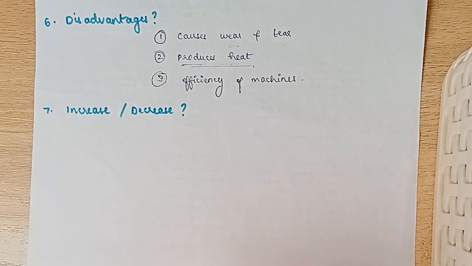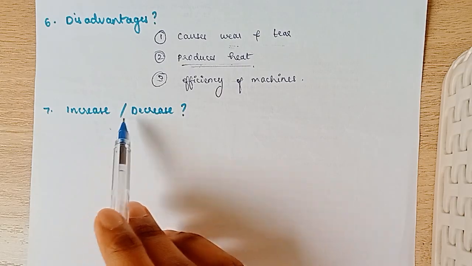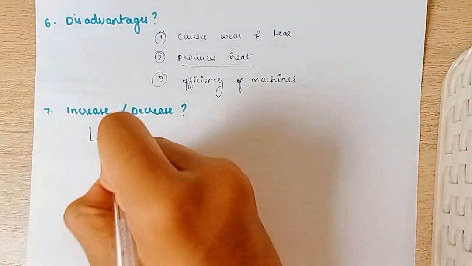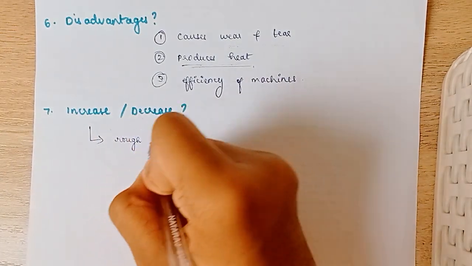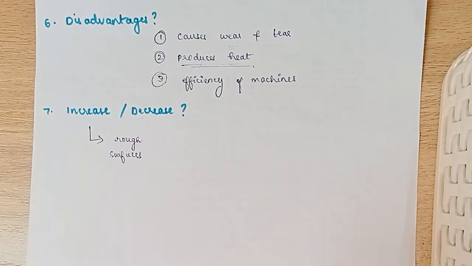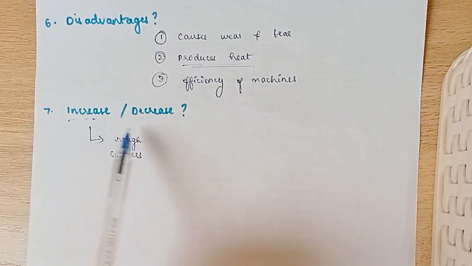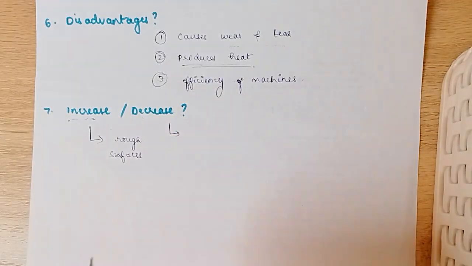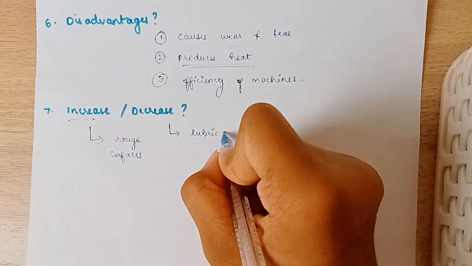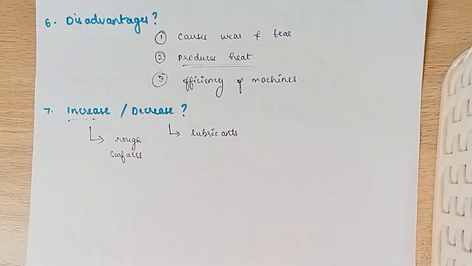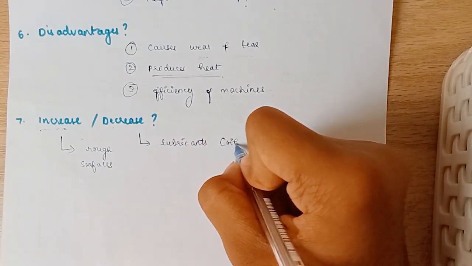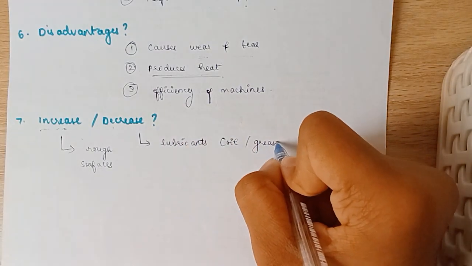Now, what should you do if you want to increase a friction or decrease a friction between two bodies? To increase friction, you can use rough surfaces. So as I said, when the surfaces are rough, the force of friction would be more. To increase friction, use rough surfaces. Now, what about decreasing? To decrease friction, use lubricants. Lubricants are substances that decrease friction. For example, oil or grease.